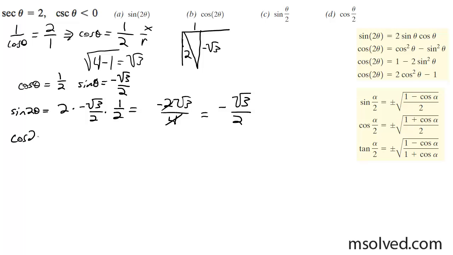For the cosine of 2 theta, we get cosine squared, which is 1/2 squared, minus the sine squared, which is negative root 3 over 2 squared. And we're going to get 1/4 minus 3 over 4. And that gives us negative 2 over 4, which is going to be negative 1/2.